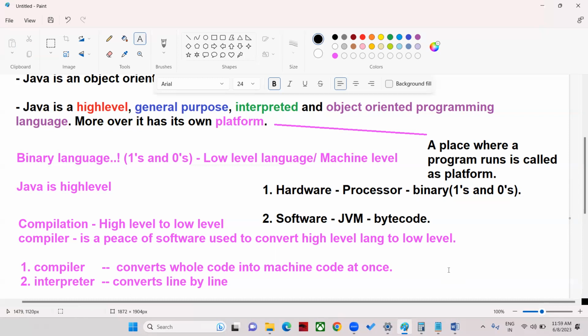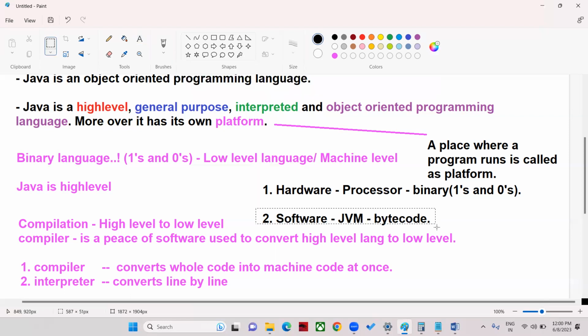What is platform? There are two types of platforms: hardware and software. Hardware example is a processor. It understands binary language, whereas software is JVM. It understands bytecode. Like that, you just demonstrate continuously. Just continue, confuse them. Fill them with your knowledge.